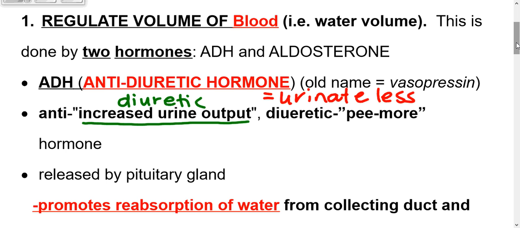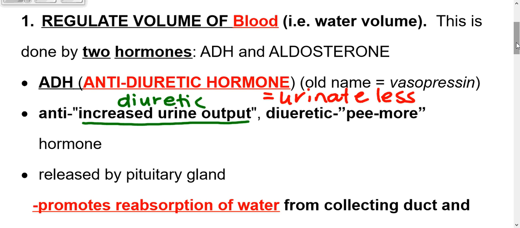So ADH stands for antidiuretic hormone. It used to be called vasopressin, so if you've ever heard of that. And anti means against, and diuretic means increased urine output. So if something's a diuretic, it will make you urinate or pee more. So if it's anti-diuretic, it'll be against peeing more, or you'll urinate less frequently.